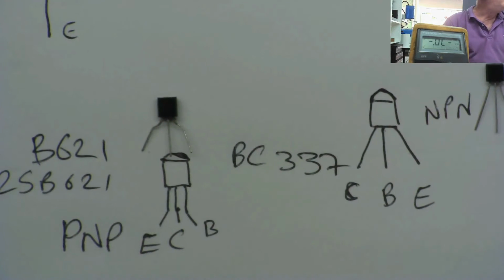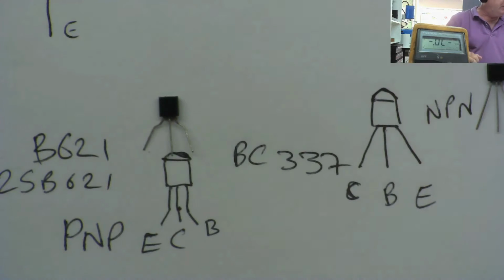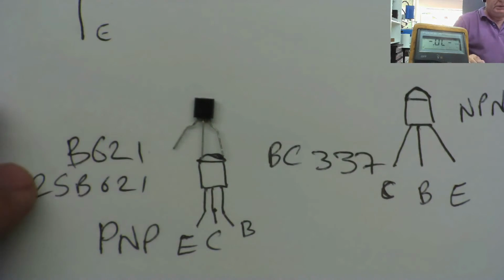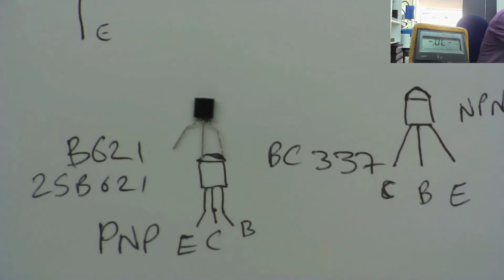Shall we see if we're correct? Let's go on the internet here. Let's go on the internet and have a look. So we have a B621, which is probably a 2SB621, and we have a BC337. Let's go on the internet and see what we can find.